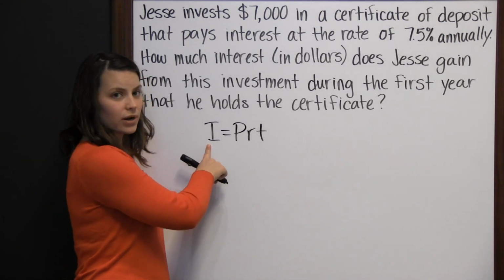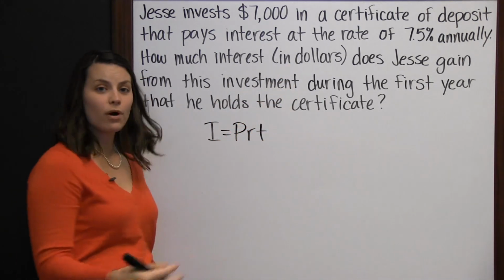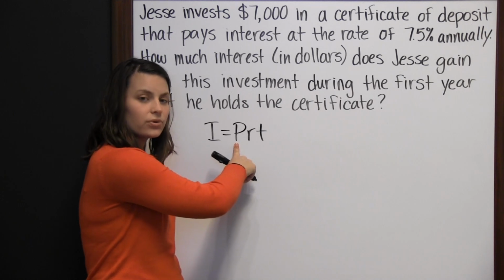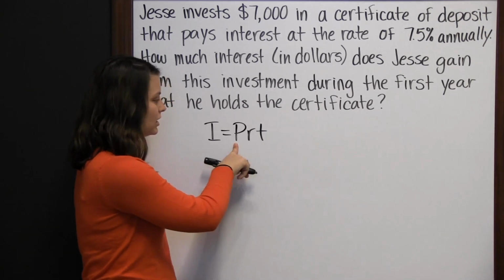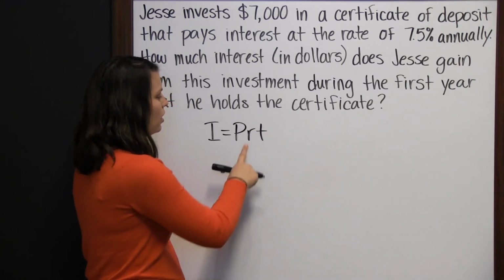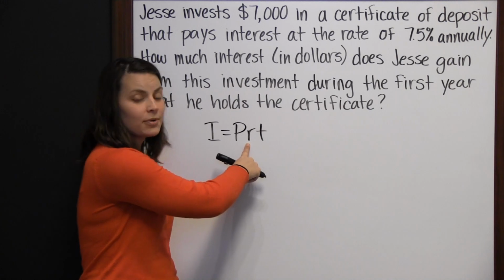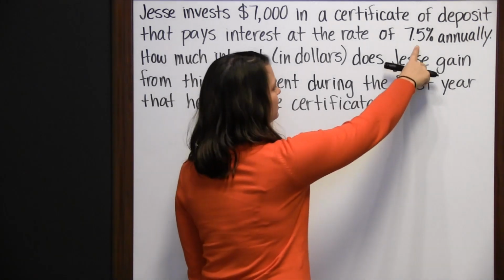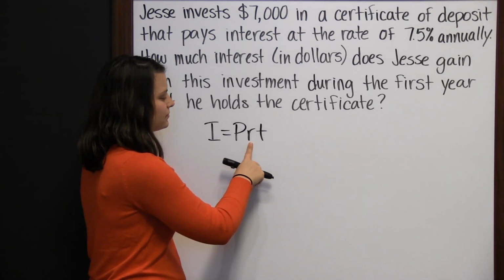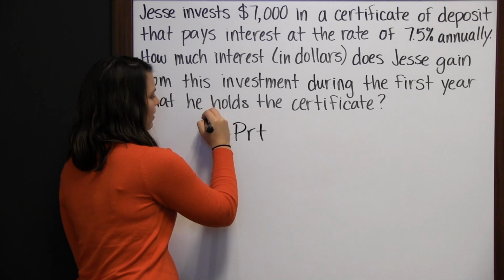The I stands for the interest, the amount of interest in dollars, like what we're trying to find. P stands for principal, or the amount that's being invested initially. That would be our $7,000. The R is the rate, or the percentage, but written as a decimal. So we're going to take 7.5% and write it as a decimal. And that'll be our rate. And then T stands for time. So you may want to make a note of that.